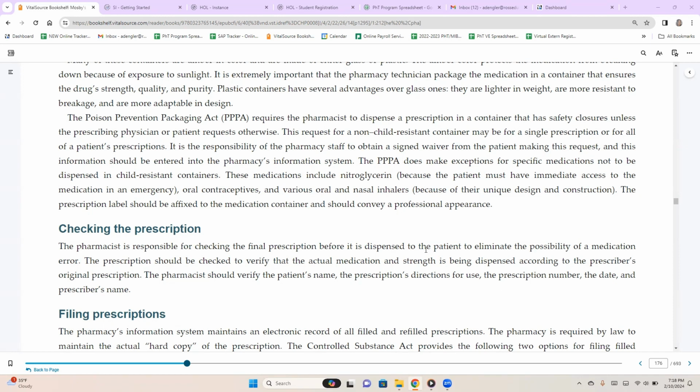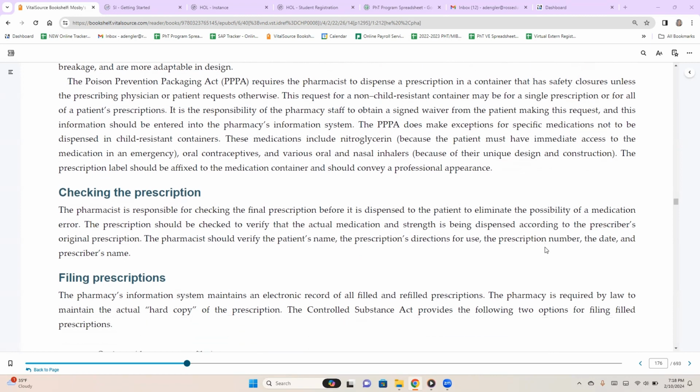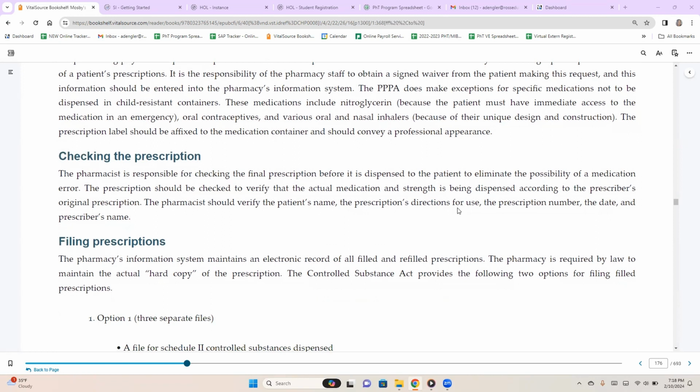Oral contraceptives and various other nasal and oral inhalers also do not need to be in child-resistant containers. The prescription label should be affixed to the medication container and should convey a professional appearance. One thing I want to add that I think is interesting: over the last few years, I've noticed that a lot of eye drops now have a child protection type top. That's interesting because obviously before, they did not.